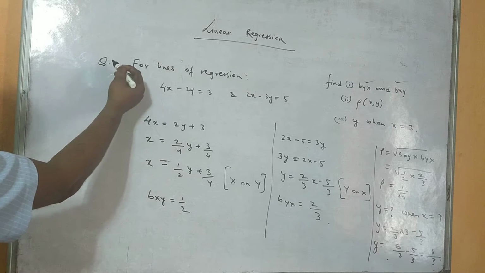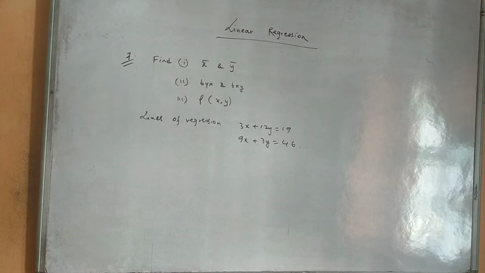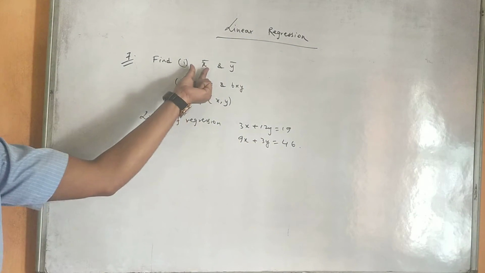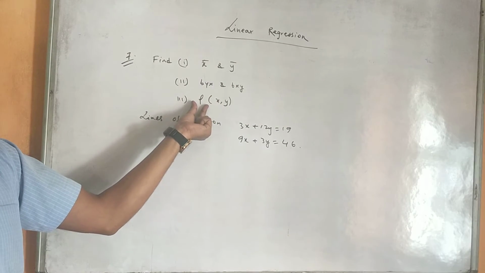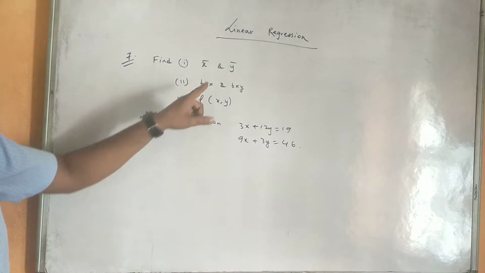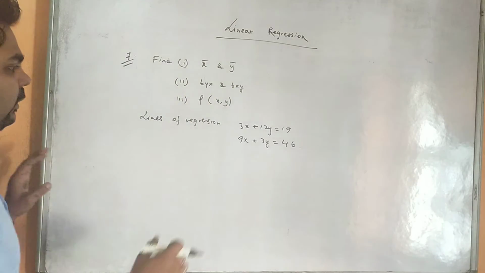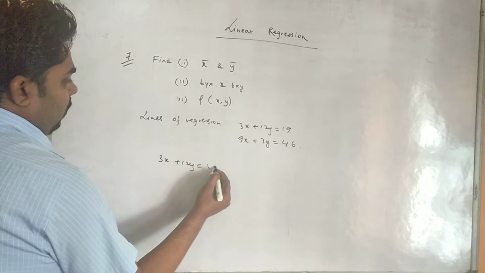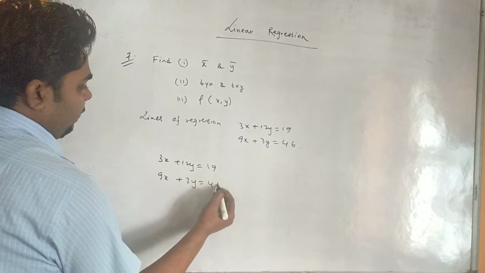This was question number 6, right? Two regression lines are given, that is, two equations are given. We need to find the mean of x, mean of y, byx, bxy, and the coefficient of correlation. Okay, that means r, small r, and rho mean the same. So first we will calculate the mean of x and y. To calculate the mean of x and y, remember we have to solve these two equations and get the values of x and y first.